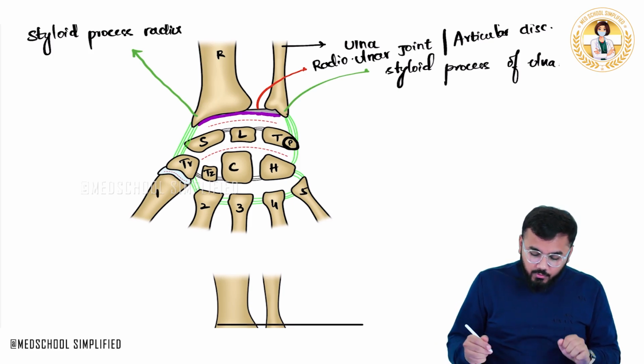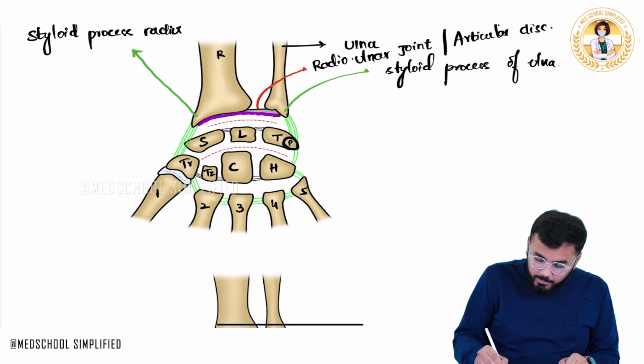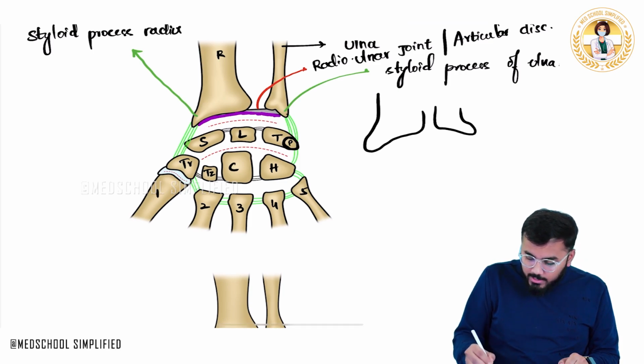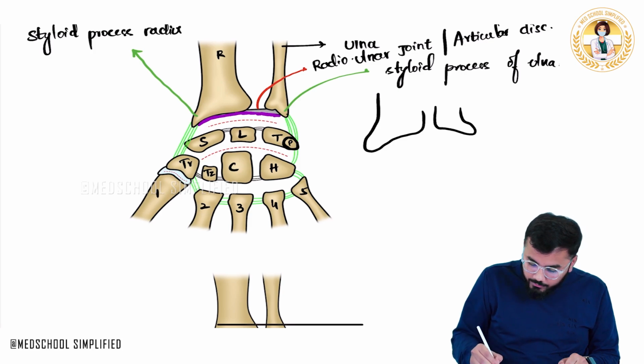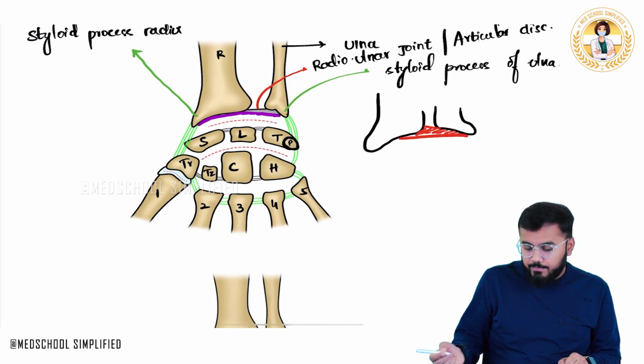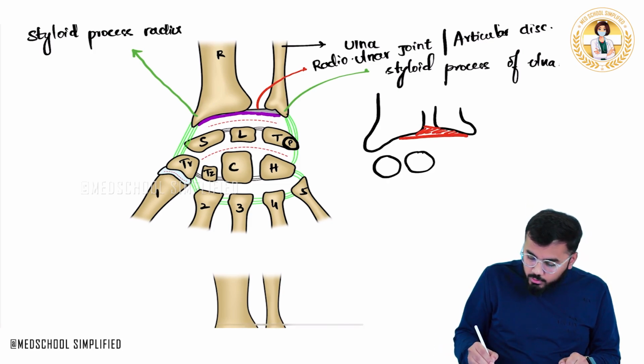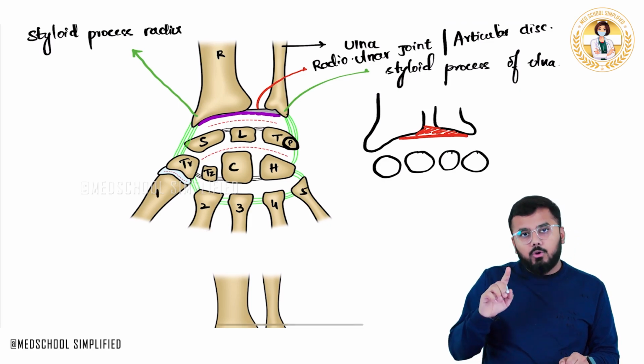So wrist joint is formed between what and what? This is your wrist joint, this is your ulna, let us say, and all of you know that you have a disc like this. This is called the articular disc. And you have, let us say, 1, 2, 3, 4 proximal row carpals.